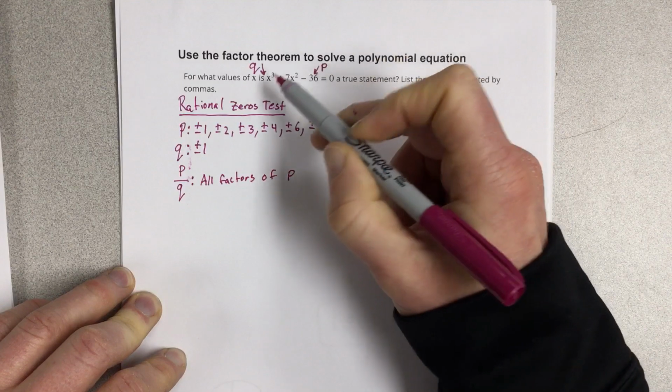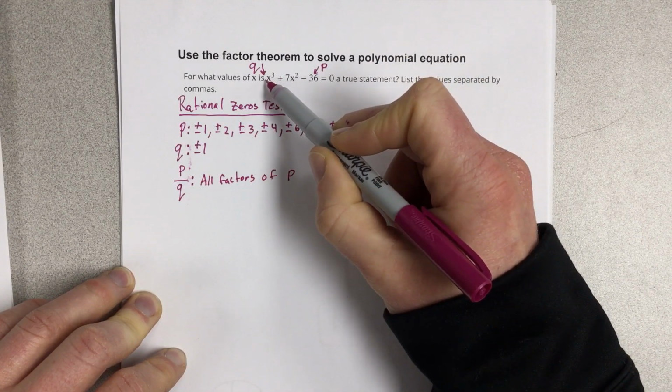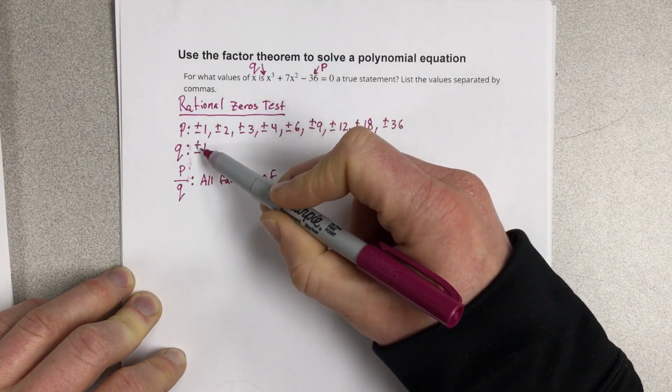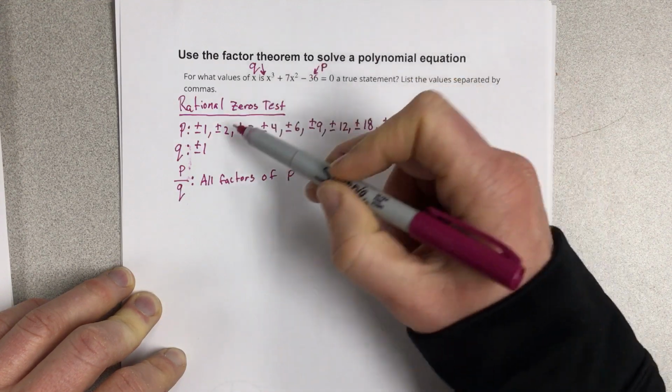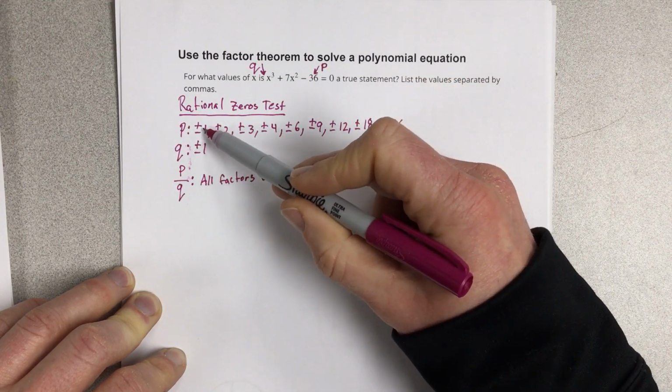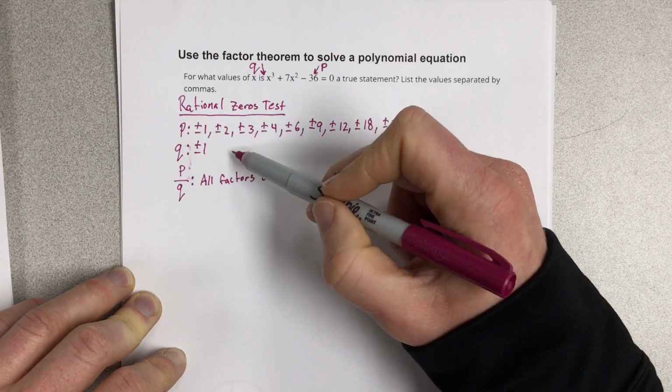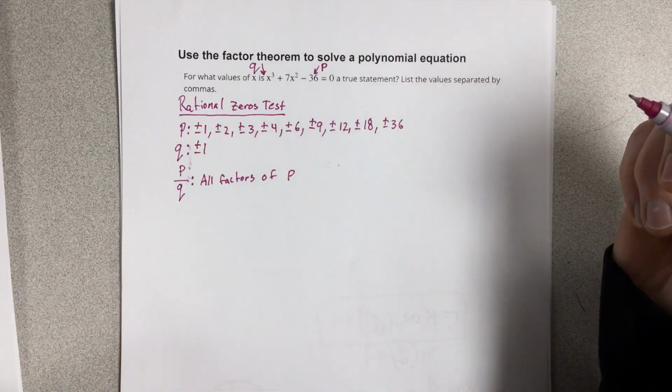Now sometimes if your leading coefficient is 2 or 3 or 4, you would have plus and minus 1, plus and minus 2, plus and minus 3, plus and minus 4. And then you'd have to divide each of these p values by each q value, so you'll get a bunch of different factors that could possibly work.